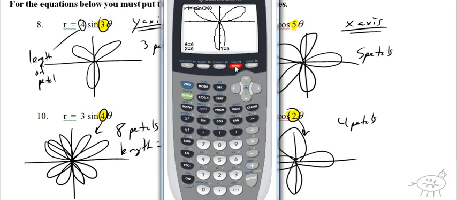If I hit trace, and see how we have our theta 0, x and y are 0? What I want you guys to pay attention to is that theta is equal to 0. So as I cursor to the right, so you hit the right button after you hit trace, and see, it's 7.5 degrees, and watch the little dot going around tracing the rose. So it's 15 degrees, 22.5, 30, 45, 52.5, 60 degrees. You guys agree? I made that petal by 60 degrees.